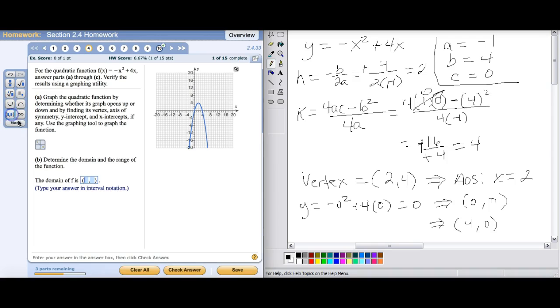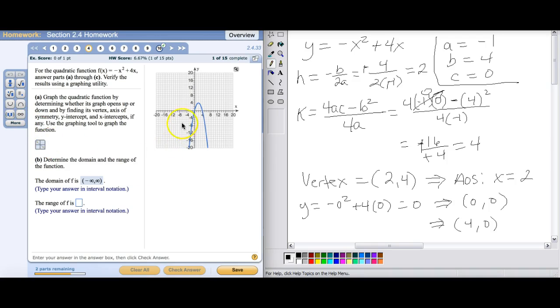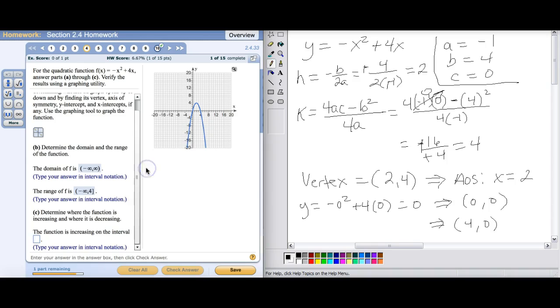Again, for our domain, just like how we did in the first video, we know that the domain of any quadratic function is all real numbers. And for the range, since the vertex is a maximum point on the graph, we know that the range is going to be as low as negative infinity, and it's going to go as high as the y-coordinate for the vertex, which in this case would be 4. And so you need to put a bracket on the end there to say that 4 is included in that particular range.